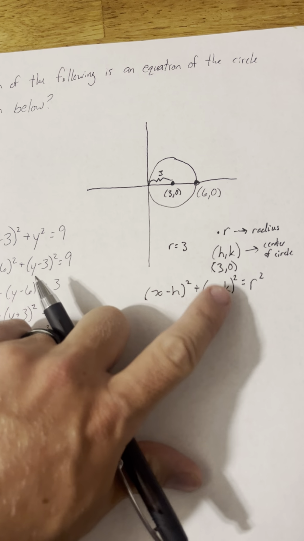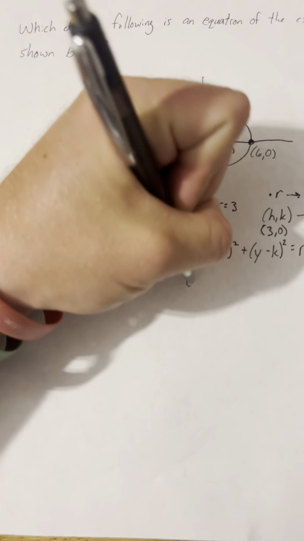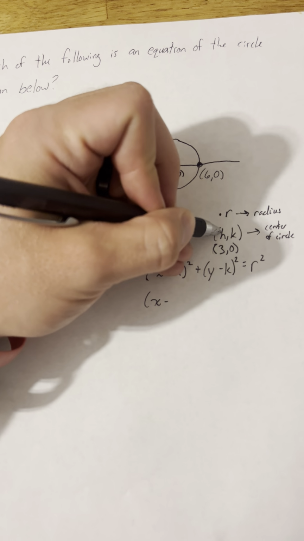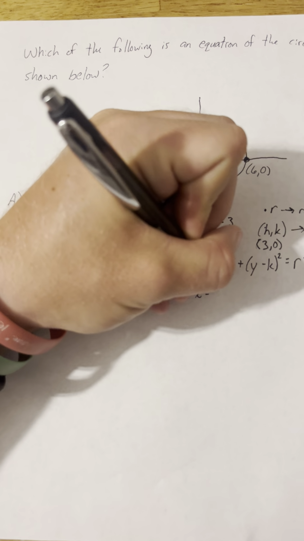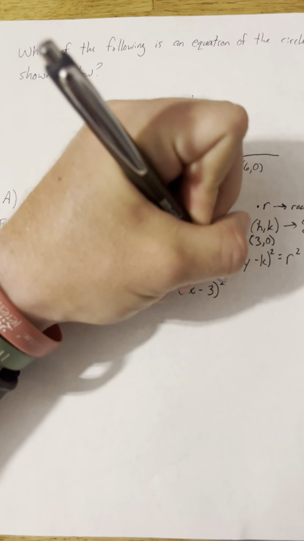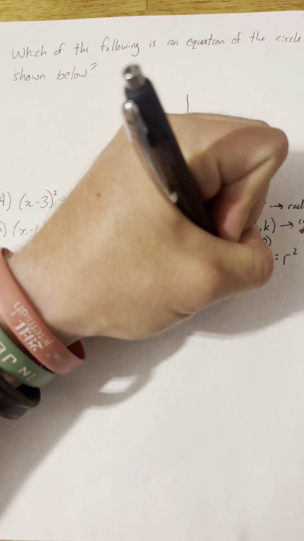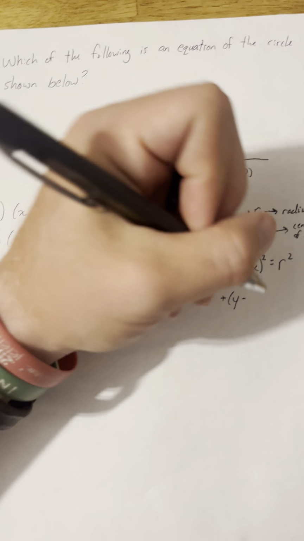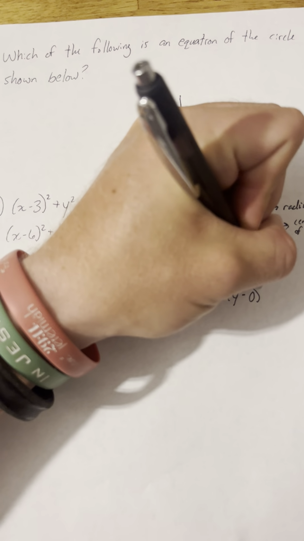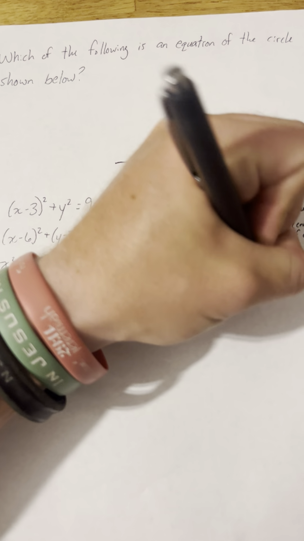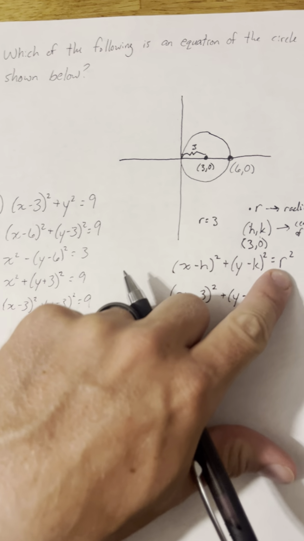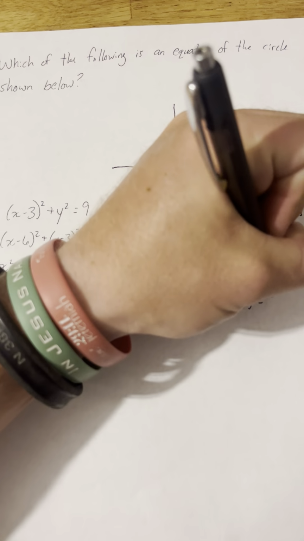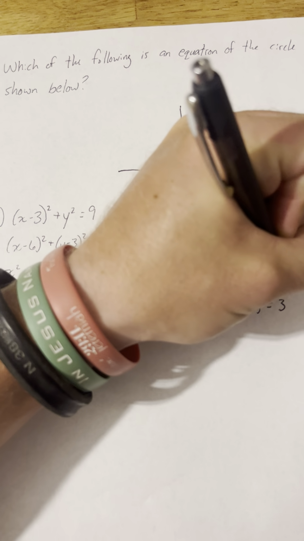So what we're going to do is fill those in where they need to be. This becomes (x - 3)² because h is 3, plus (y - 0)², because my k is 0, equals 3², because my r is 3. That's my radius. We explained why. So that goes here, and that's squared.